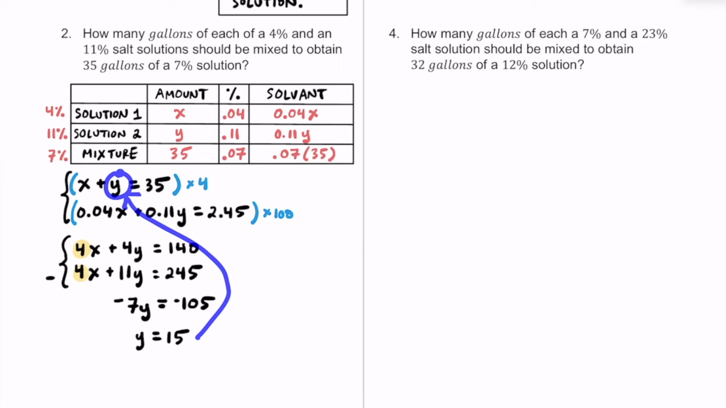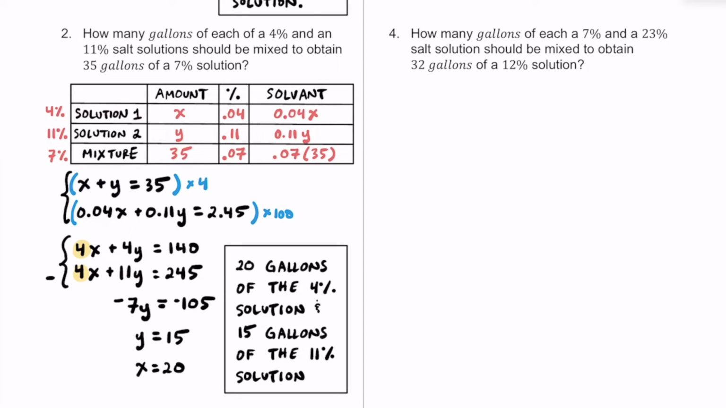So if we know this is 15, then 35 minus that 15 will be 20. So we know from that that x is going to equal 20. So I'm going to go ahead and write x is equal to 20. And that's going to be the amount of solution 1. So this is 15, that's solution 2, and this is 20, and that's how much we need of solution 1.